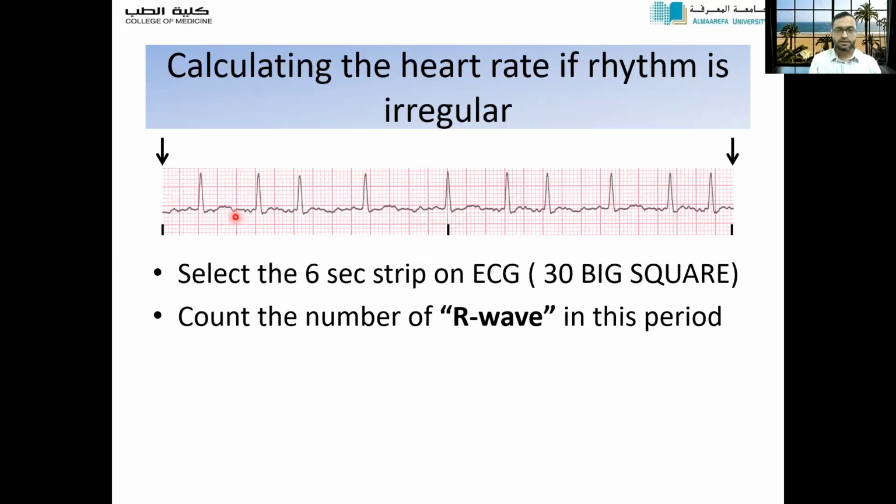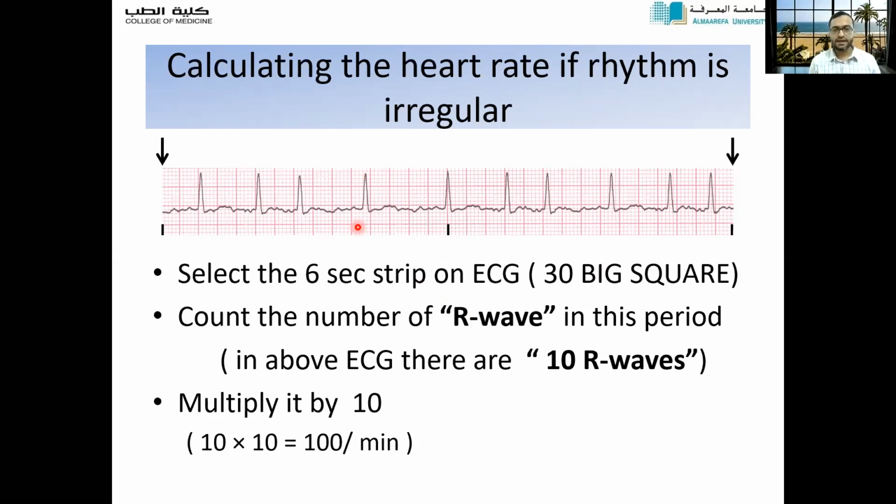So in this example, the number of R waves here is 10. During these 6 seconds, your heart is beating 10 times. So just multiply it by 10. Why are we multiplying it by 10? Because you have measured it in 6 seconds, but usually heart rate is measured for 60 seconds. So you multiply it by 10 and you will get the heart rate. So the heart rate in this patient will be 100 beats per minute.